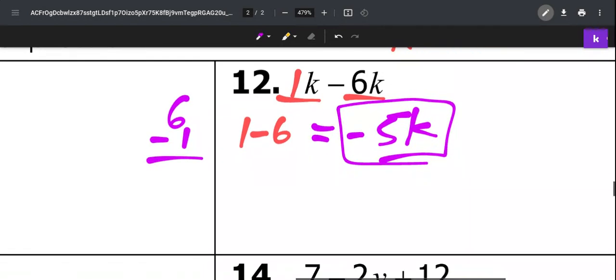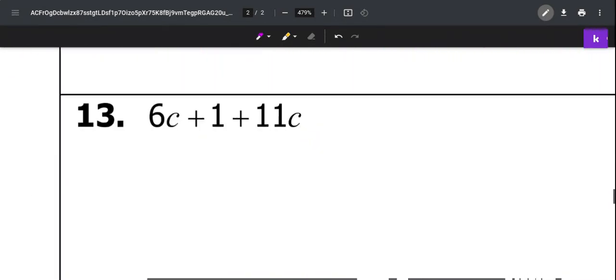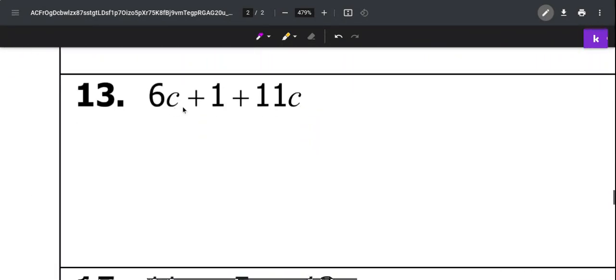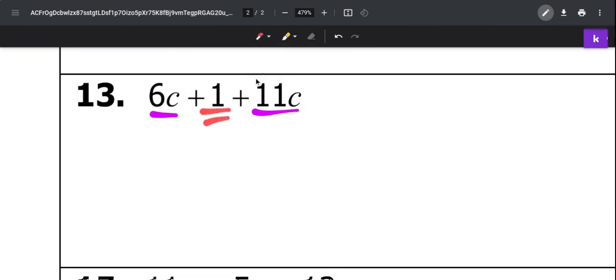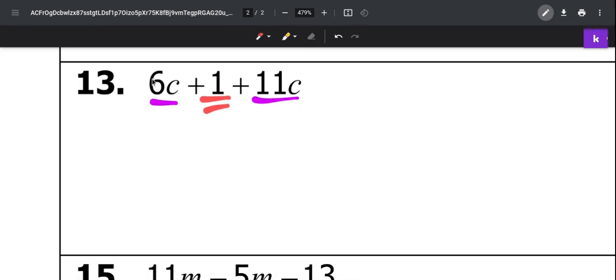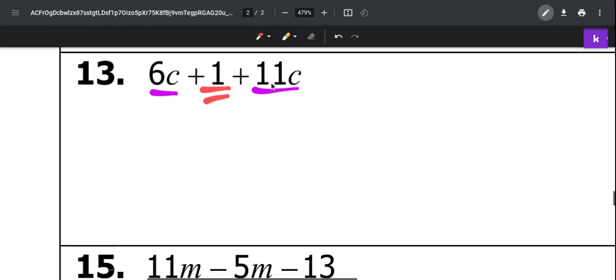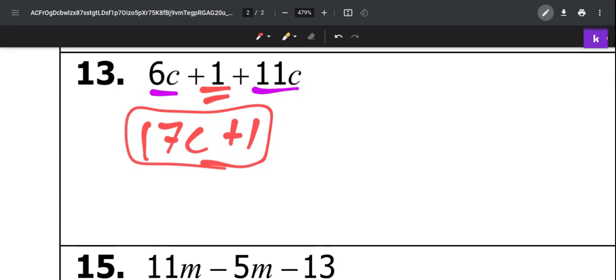All right, so let's keep going. Now we have a little bit more. We have 6C plus 1 plus 11C. So we underline our variable terms, then our constants. One underline for the variable terms, two underlines for the constants. You'll see the variables have C, so we can add the coefficients. 6 plus 11 is 17C, and then add 1 because there's nothing else, and that is how it looks.